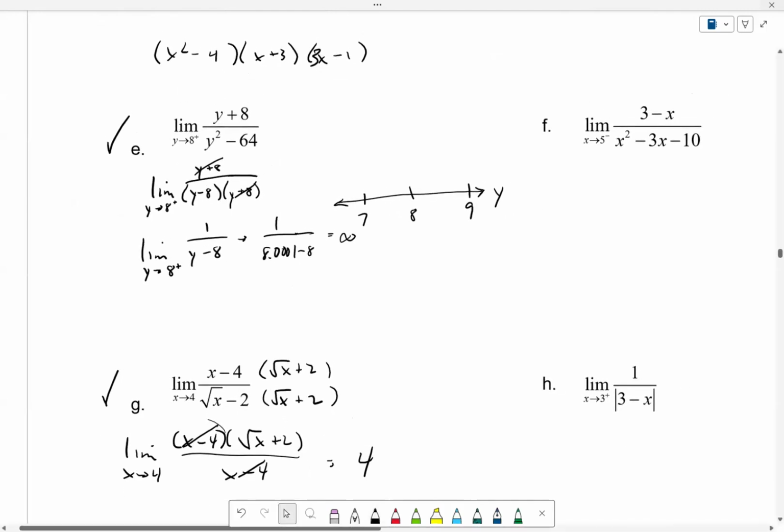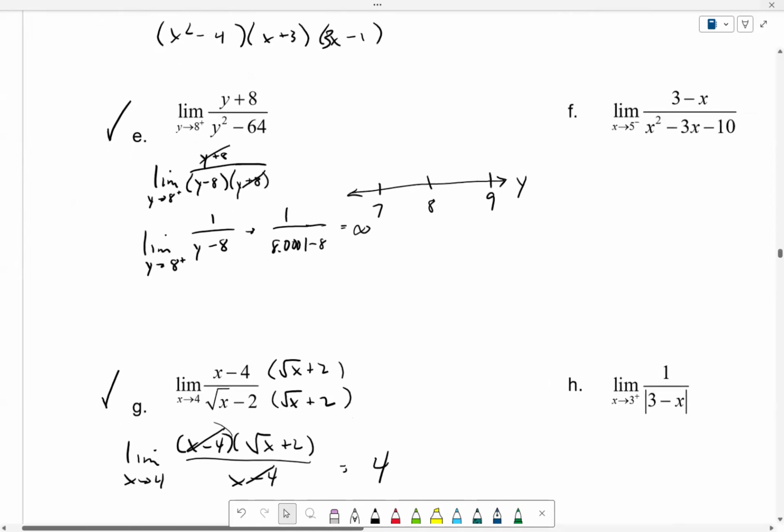Yes? But are we sure that 8 is coming from the right? That y is approaching 8 from the right? Yeah, and if it were approaching from the left, the same thing would happen, except divided by a tiny negative number. So in that case, the answer would be negative infinity.